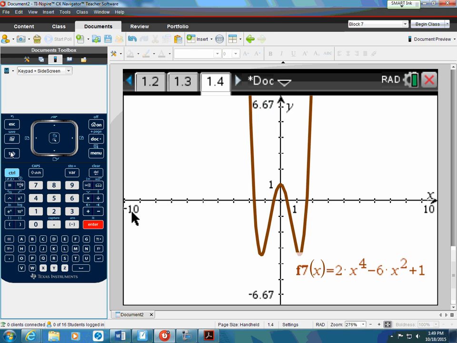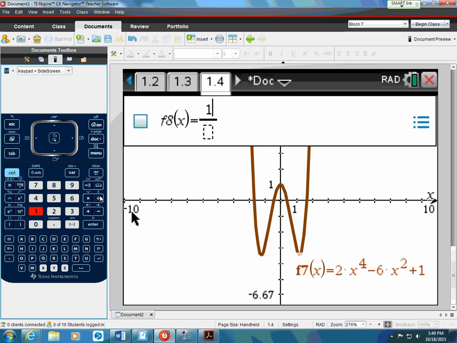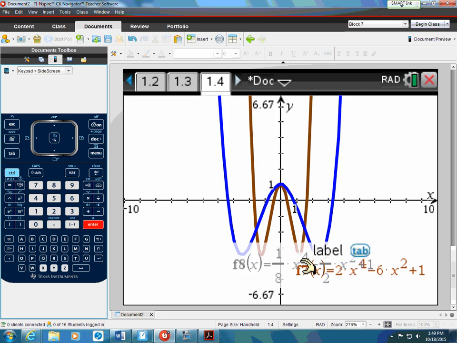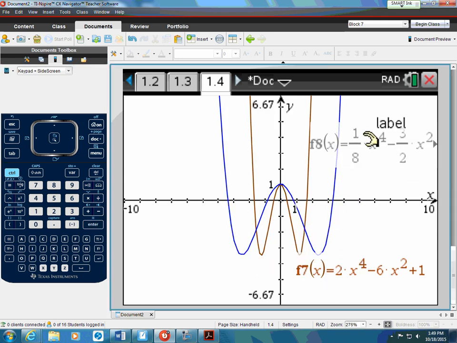And then we want to type in the transformation, which is 1/8. Again, if you do a control divided by, that pulls up that fraction template. 1/8 x to the fourth. And then we want another minus, and then another fraction template, 3/2, and then x squared, and then plus 1. All right, so it does look like this has been horizontally stretched. All of these points are being pulled further out from the y-axis.